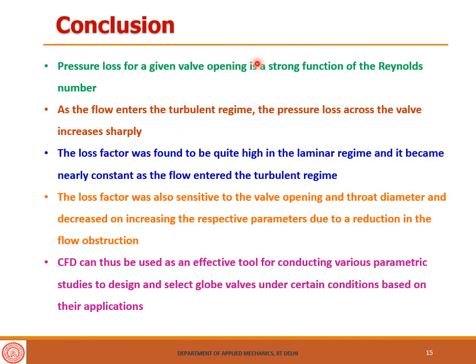So the following basic conclusions can be drawn from the work. Pressure loss for a given valve opening is a strong function of the Reynolds number. As the flow enters the turbulent regime, the pressure losses across the valve increase sharply. The loss factor was also found to be high in the laminar regime, and it became constant in the turbulent regime. The loss factor is sensitive to the valve opening and the throat diameter, and it decreases on increasing these parameters due to the reduction in flow obstruction.